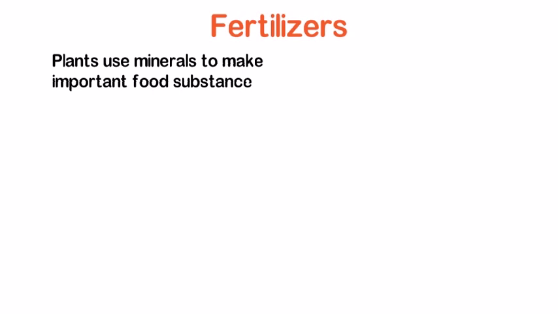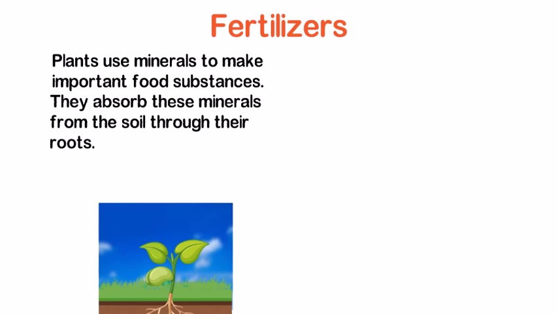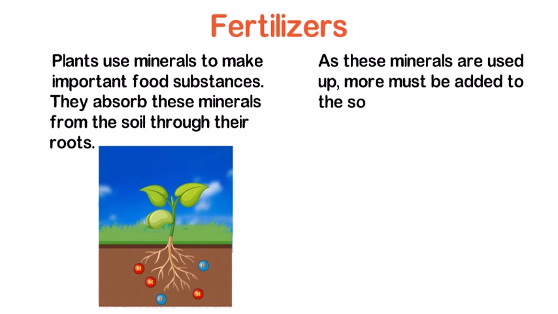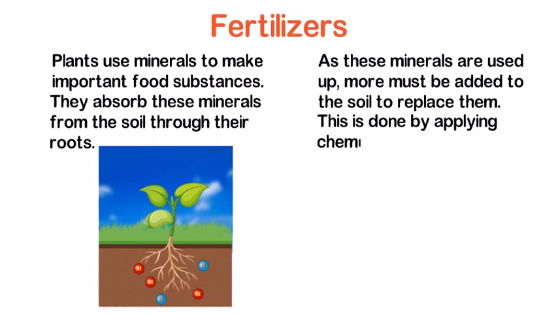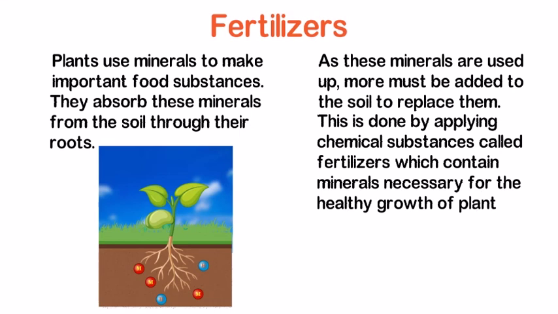Fertilizers. Plants use minerals to make important food substances. They absorb these minerals from the soil through their roots. As these minerals are used up, more must be added to the soil to replace them. This is done by applying chemical substances called fertilizers, which contain minerals necessary for the healthy growth of plants.